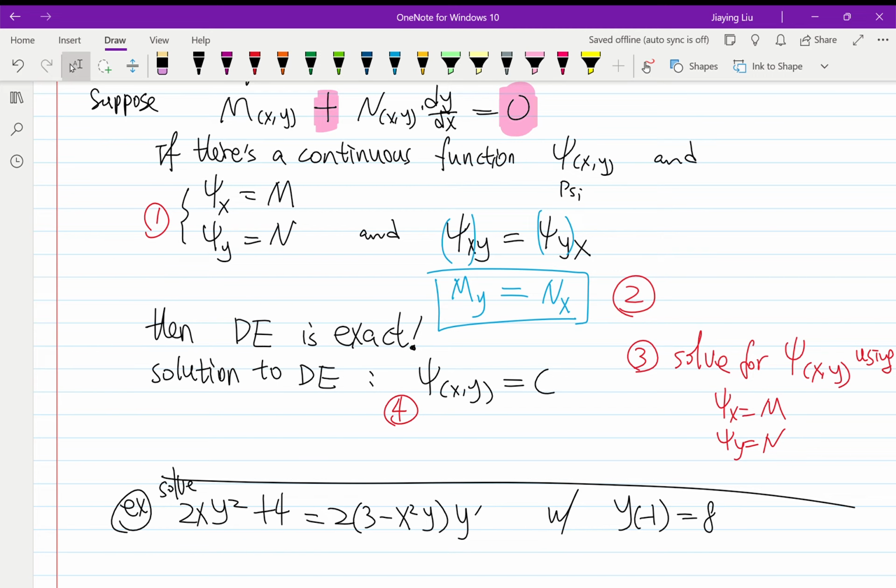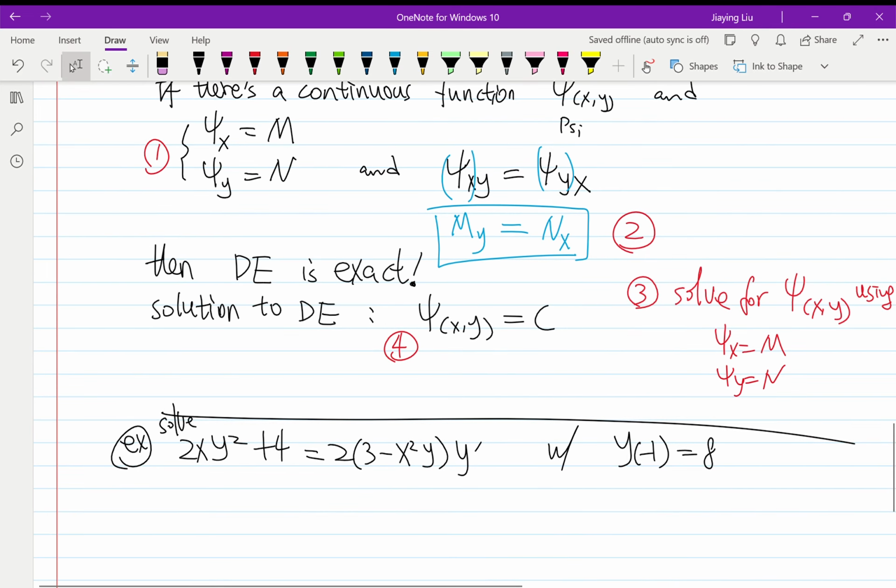So after you write down the question, you take a look. Well, we don't have a 0 on the right-hand side, right? And it doesn't look like this might be the M because it doesn't have the derivative. Okay, so that's the N. But then we don't have M plus N and the derivative. So we need to move this over and make it positive.